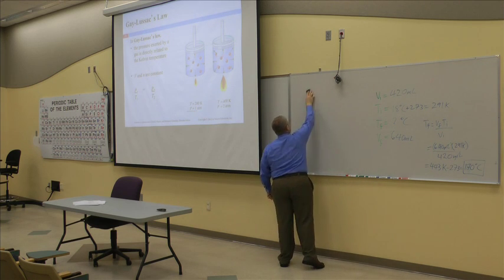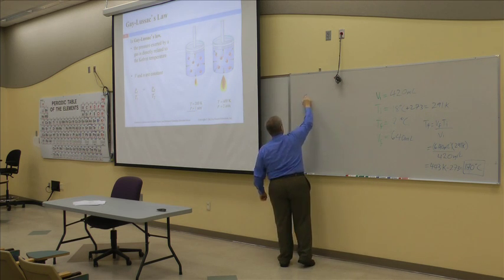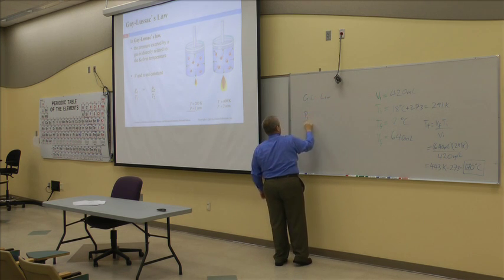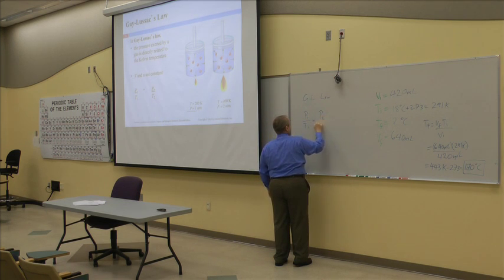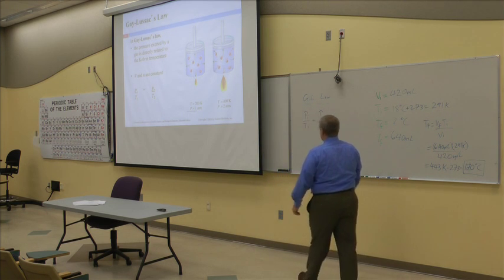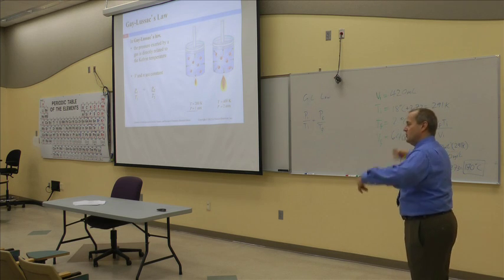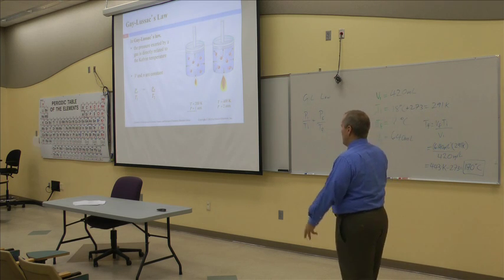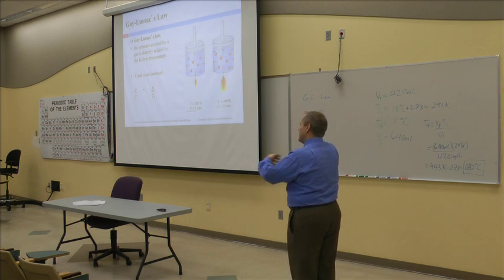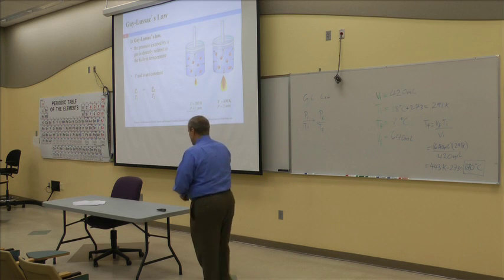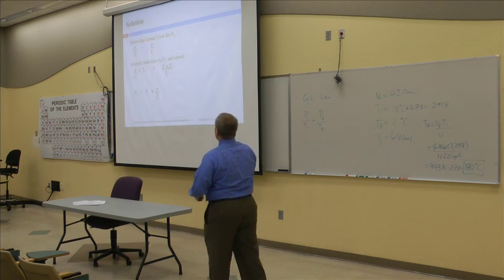Gay-Lussac's law. I just usually abbreviate it GL law. Pi over Ti equals Pf over Tf. That's Gay-Lussac's law. That'll be on your formula sheet as well. So when you're working a question, if you don't know which formula to use, go back to the problem and read the question carefully, figure out what's related to what, and you'll figure it out. Let's do a quick example and call it a weekend.